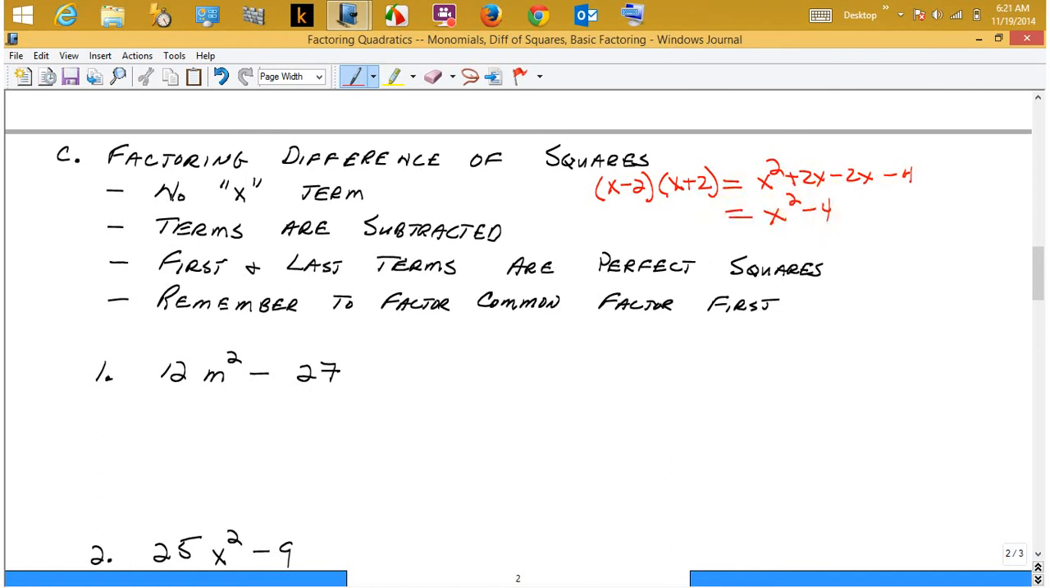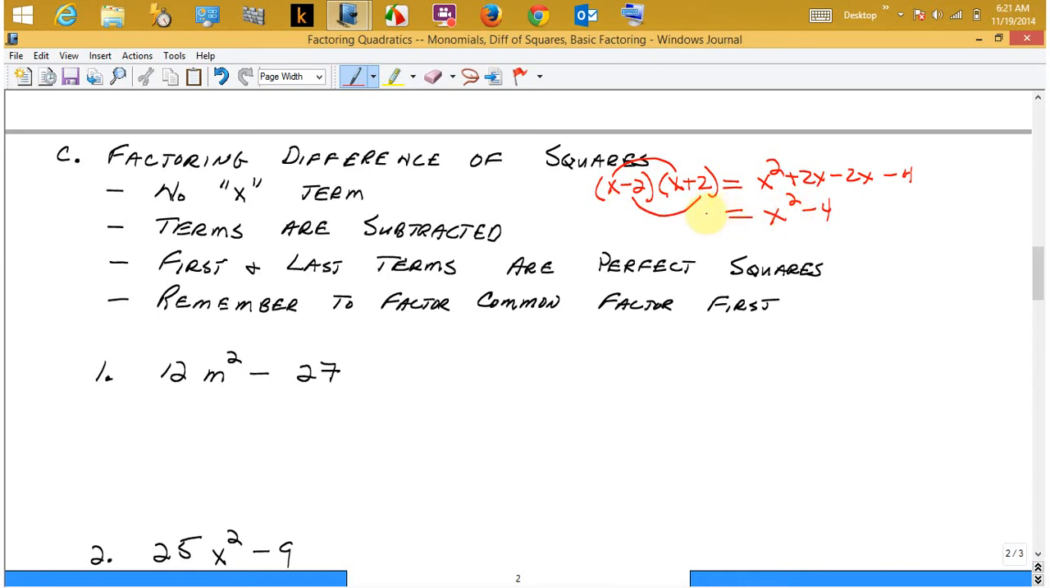So what's happening is notice that I have an x and a 2 and an x and a 2, but one has a minus and one has a plus, but everything else is the same. Well, when I multiply them, I'm always going to get a plus 2x or a minus 2x, and the middle terms are going to drop away. And all that's going to be left is this x times this x, and this negative 2 times this 2.